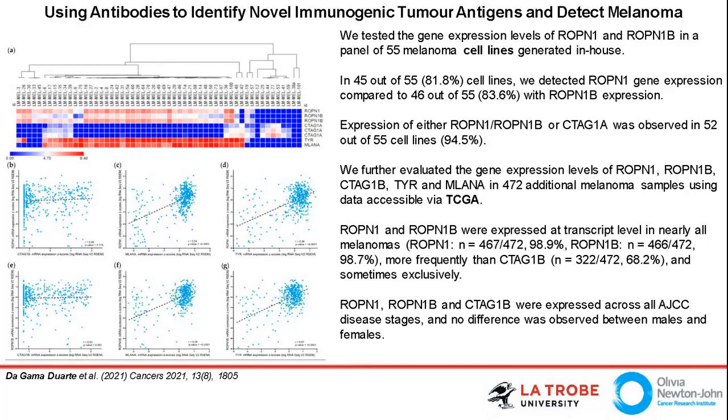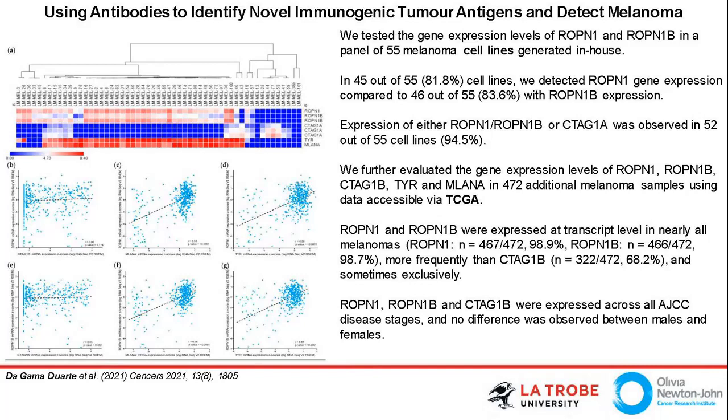We then had a look at the TCGA dataset and confirmed the expression levels across an independent cohort, and actually confirmed that here roprin-1 and 1b was much more abundant. So 1 was present in 99% of different tumors at a transcript level, so virtually all melanomas, and 1b was present in 99%. And this was actually more frequent than CTAG1B, which was only really present in 68%, which is quite interesting.